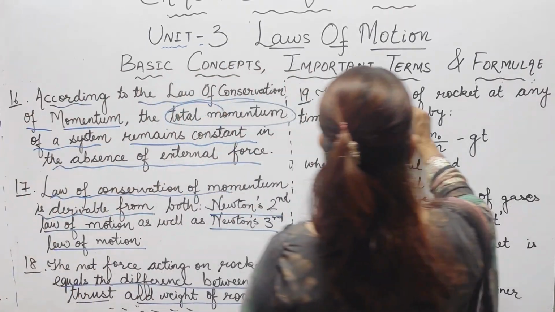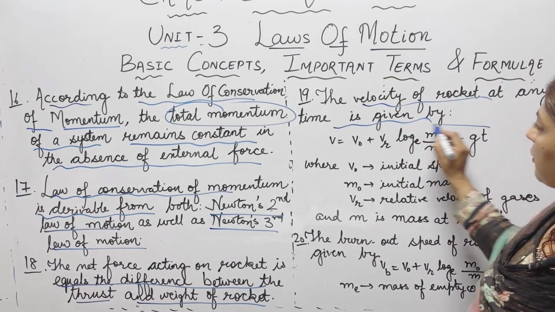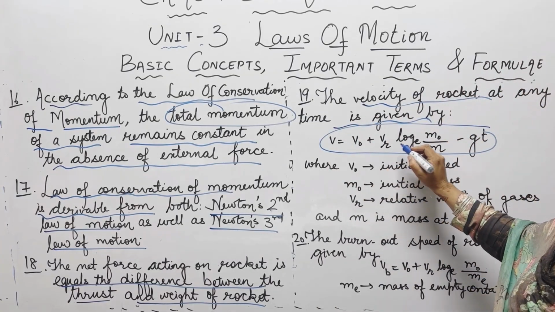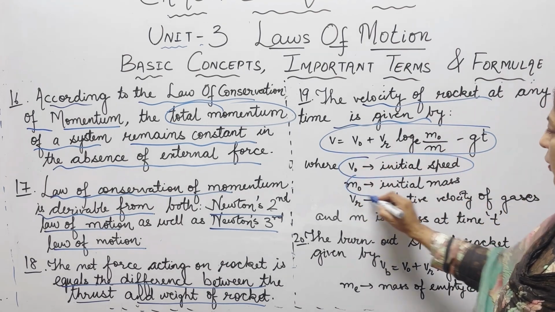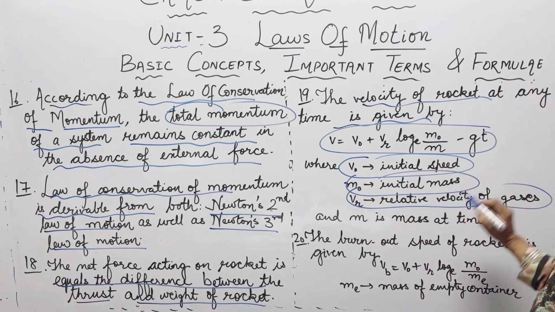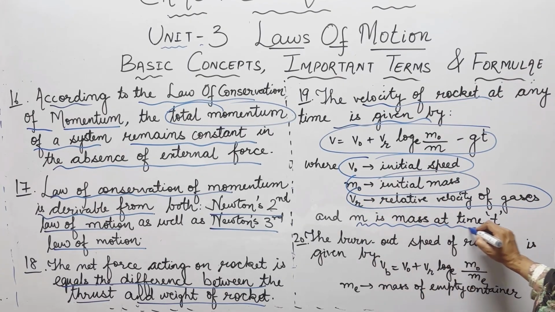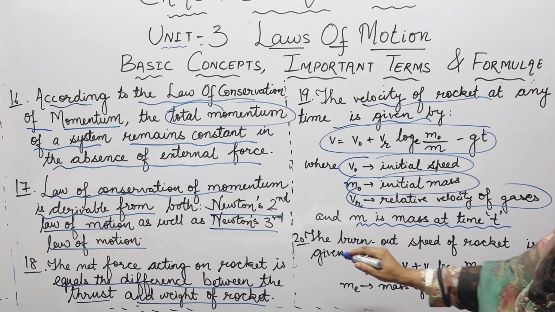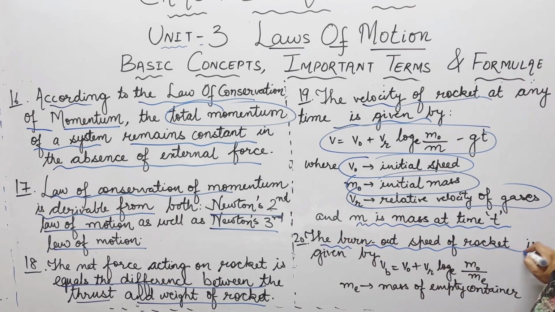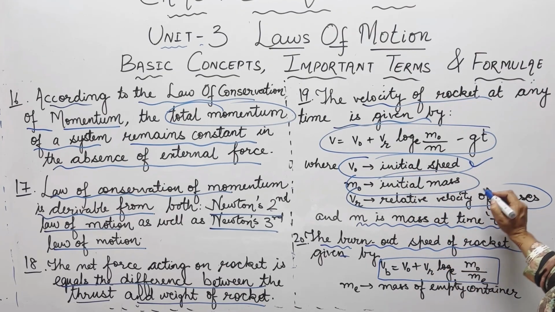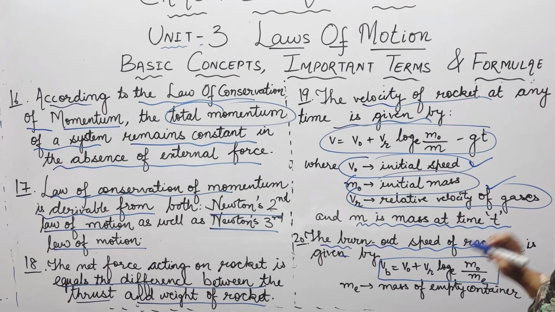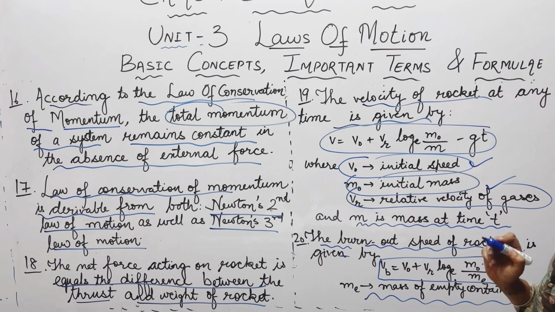The velocity of the rocket at any time is given by v is equal to v0 plus vr log to the base e (m0 upon m) minus gt, where v0 is the initial speed, m0 is the initial mass, vr is the relative velocity of the gases, and m is the mass at any time t. Next point is, the burnout speed of the rocket is given by vb, equal to v0 plus vr log to the base e (m0 upon me), where me is the mass of the empty container.